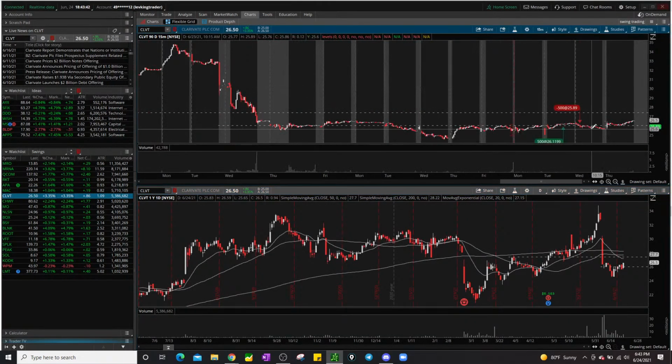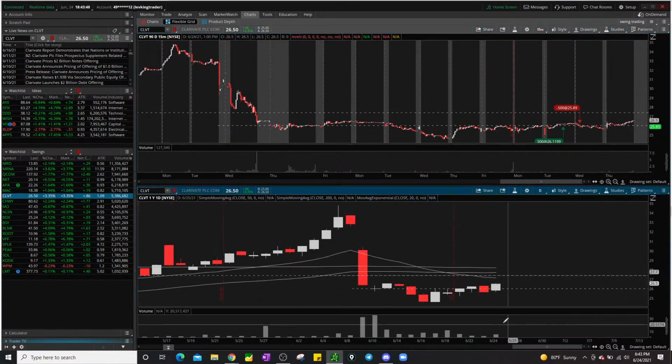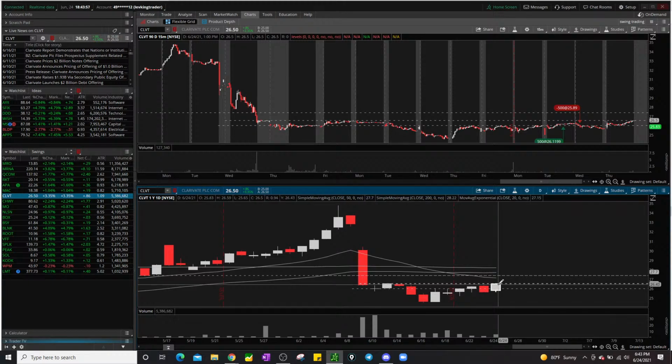CLVT, you see, I told you I already tried to play this swing a few days ago, long, and then got stopped out, and then it came back. Tricky, but that's how they do it, guys. These people, they know where everybody puts stops. So now it's trying to break this 26.57. Looks interesting. Maybe we can get a breakout here all the way to 27.27 and some change. And this thing can move. Biotech, right?